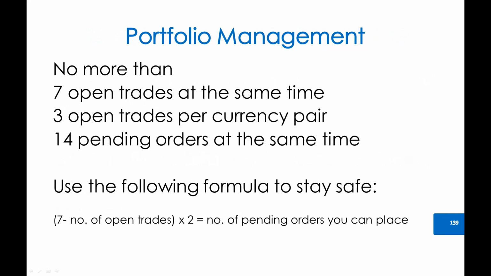From a portfolio management perspective, you really want to have no more, and this is purely a suggestion as described to you before, than 7 open trades at the same time, 3 open trades per currency pair, and 14 pending orders at the same time. So use the following formula to stay safe. 7, the number of open trades, minus the number of open trades, times 2 equals the number of pending orders you can place. So 7 open trades at the same time minus 3 open trades, times that by 2, equals the number of pending orders that you can place.